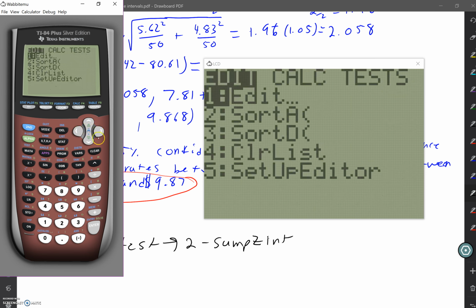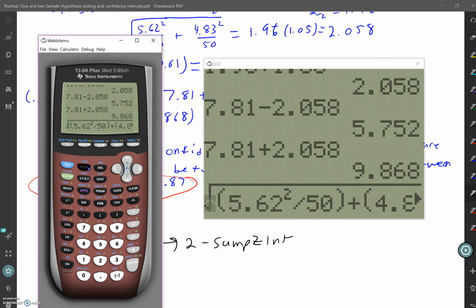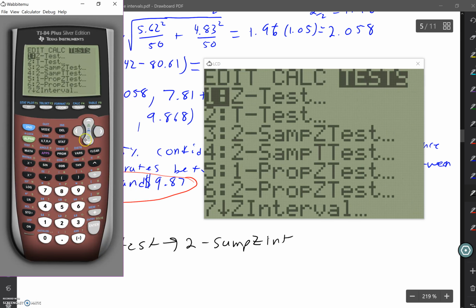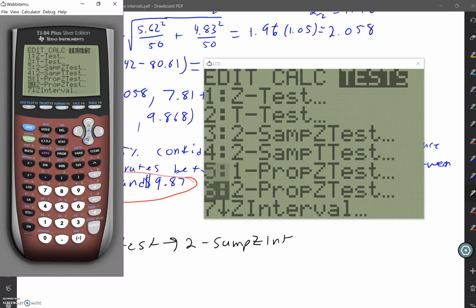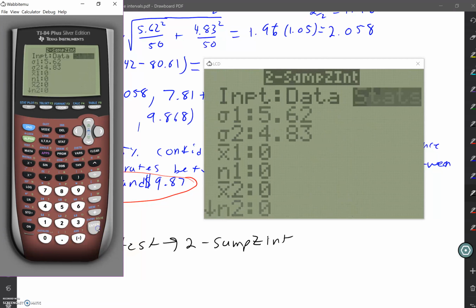We go to our stats. I need to clear everything because I got too much going on. And you go over to the testing area. Now we have to go past this one sample z interval. And you got to find the one that says 2-SampZInt, because otherwise it doesn't give you the correct blanks to plug information in. Again, we don't have a list of numbers, so we don't have data. We have statistics. And then I want you to fill in each piece.